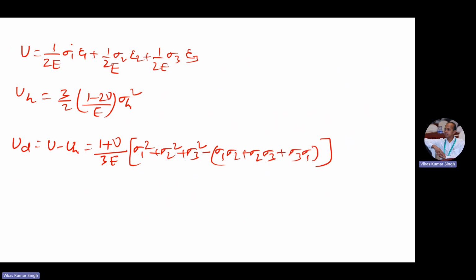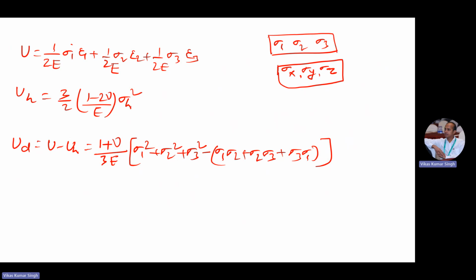This is the final expression. One thing I want to tell: everywhere we have taken sigma 1, sigma 2 and sigma 3, not sigma x, sigma y and sigma z. Why? What is the difference? These three are the general state of stress, general in any direction, x, y, z, any direction you can take. But this one is the principal stress. State of stress is the principal one.